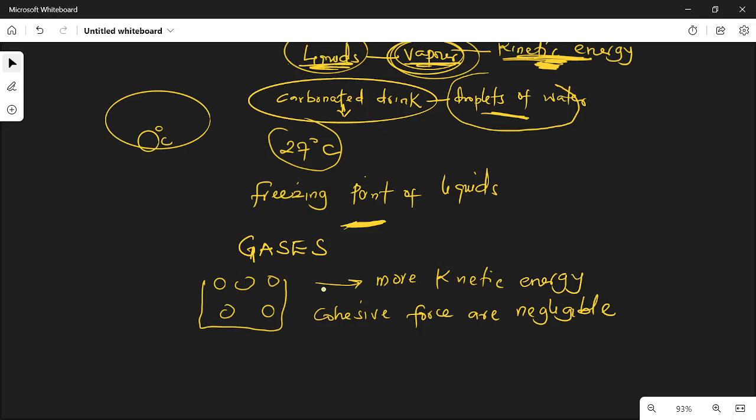So we said their cohesive forces are negligible because they are free to move about in all directions, colliding with themselves and with the walls of the container. Very important. Another characteristic of gas we should know is that they have indefinite shape and volume. They don't have a definite shape or a definite volume, and they have high compressibility.